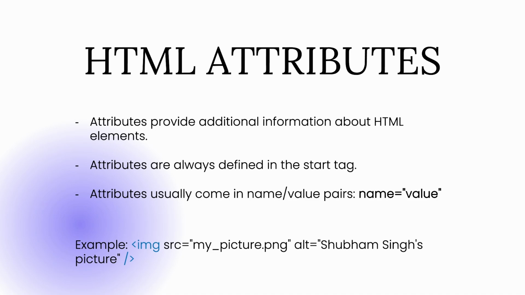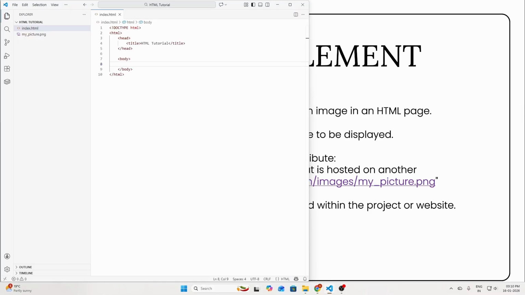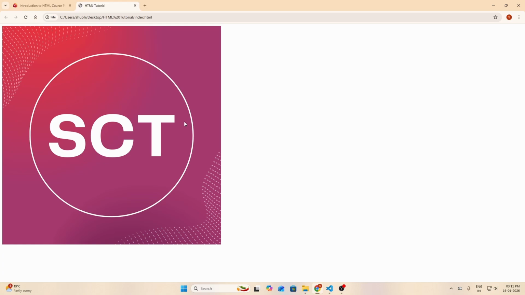For example, let's talk about the image element of HTML, which is used to embed an image in an HTML web page, and it has a source attribute which specifies the path to the image to be displayed. So if we go to our Visual Studio Code and define an image element with the source attribute set as my picture, and I have my picture inside my HTML tutorial directory, so I can link my image element to that image via the source attribute. And if I now save it and open the HTML index.html file in the web browser, we can see that our image is represented here.